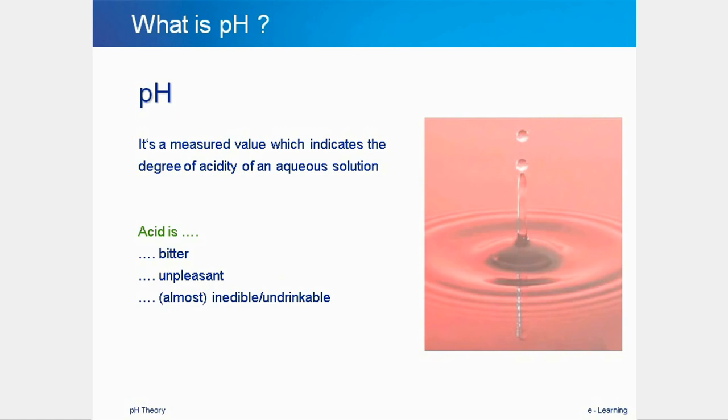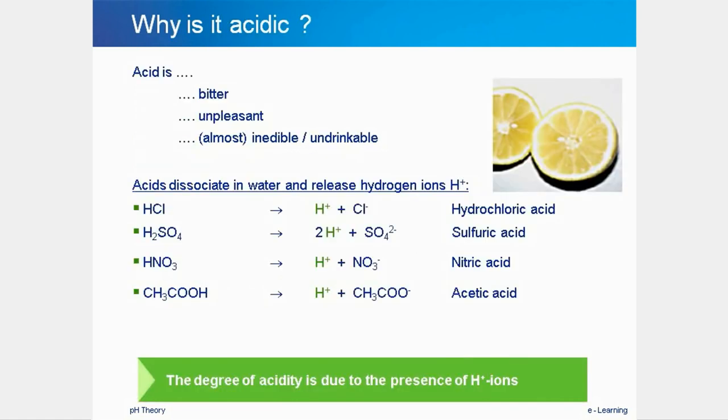pH is a definition of how acidic or alkaline a solution is. For human beings, the taste of acid can be bitter, unpleasant, and sometimes even inedible. Why is something acidic? Acidity is caused by an excess of hydrogen ions in a solution. Normally hydrogen ions react with hydroxide ions to form water, but if an excess of hydrogen ions are present, the solution becomes acidic. The hydrogen ions are released into the solution through dissociation of a chemical substance called an acid.